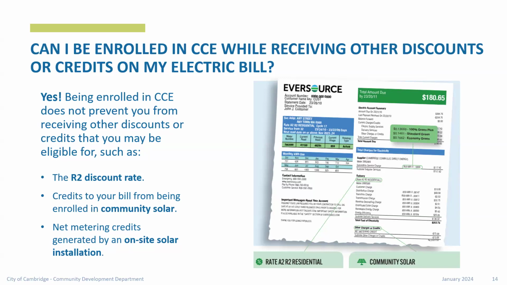And again, CCE affects the supply portion of your bill. So all of these different ways that can help lower your bill affect different portions of your bill. So you're able to be enrolled in all of them simultaneously if you do qualify for them.